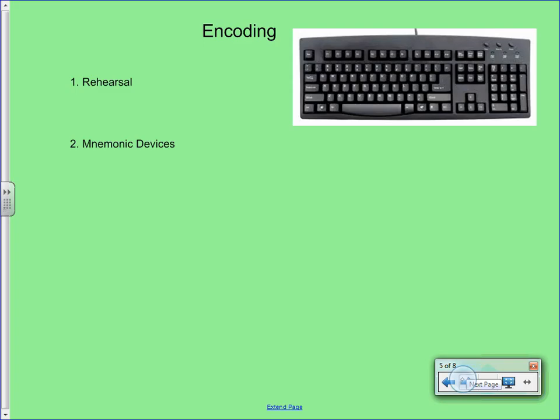So first of all, we are going to talk about encoding. Encoding is the first step in the process. Back to our analogies, I'll use a computer. I like to use the computer analogy for anytime we talk about memory. I would say encoding is like the keyboard. It's the keyboard of the computer. It's what takes the information, it puts it in a form that our computer finds acceptable.